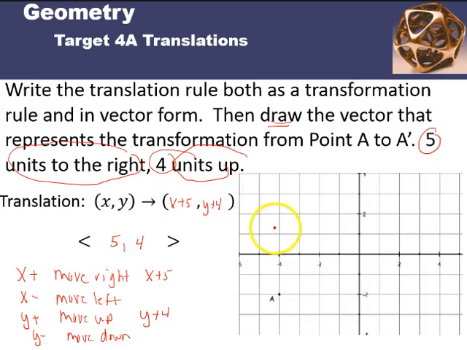Okay, now we also have to draw the vector. So I have to take this point A and I have to go 5 to the right. So 1, 2, 3, 4, 5. And then I'm going to go 4 up. So 1, 2, 3, 4. And there's my new A prime. I have to draw the arrow from A to A prime. So it has to be pointing at A prime. So there's my vector. It's from A to A prime. And don't forget the prime.